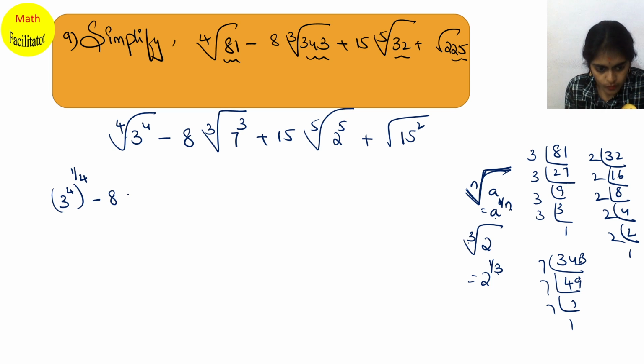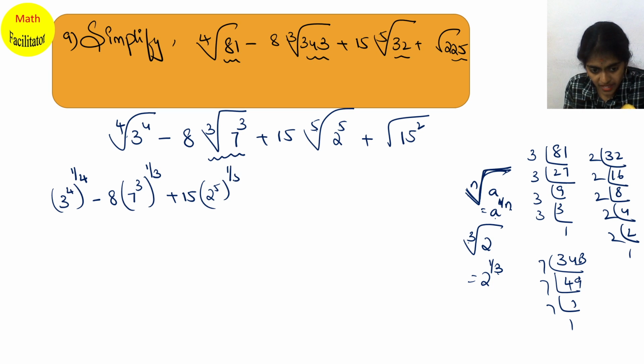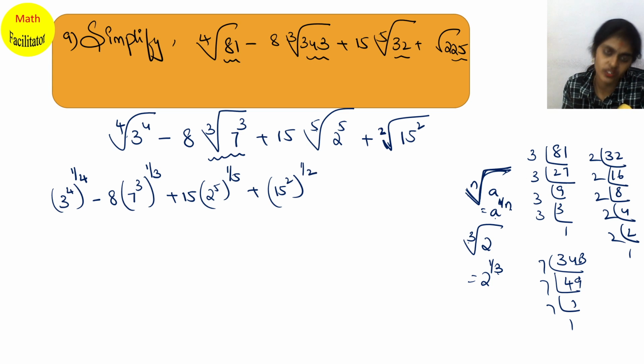Minus 8 into 7 cube whole power, see, this root is for 7 cube. So 7 cube whole power cube root, so 1 by 3. Plus 15 into 2 power 5 into, this is fifth root, so 1 by 5. Plus 15 into square root, square root means it is 2, isn't it? So it will be 1 by 2 here.